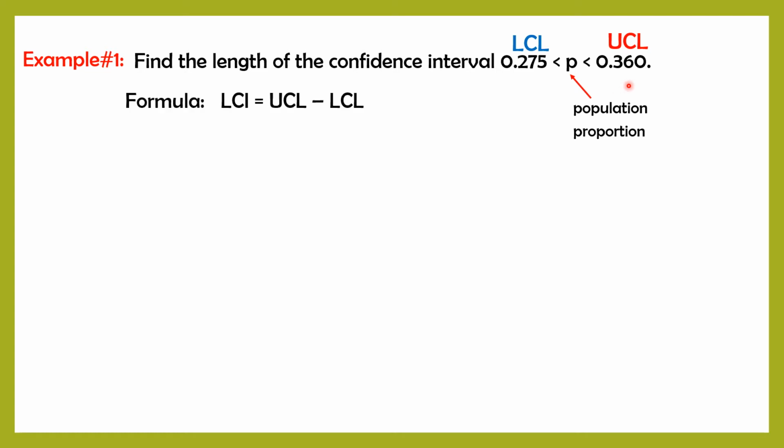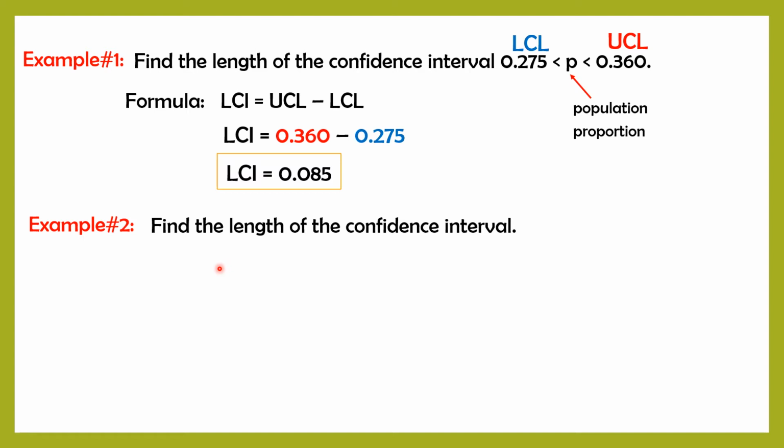So, let's have here the formula number 1. LCI is equal to UCL minus LCL. By substitution, we will have now LCI is equal to 0.360 minus 0.275. Subtract the 2. Therefore, ang ating LCI is equal to 0.085.